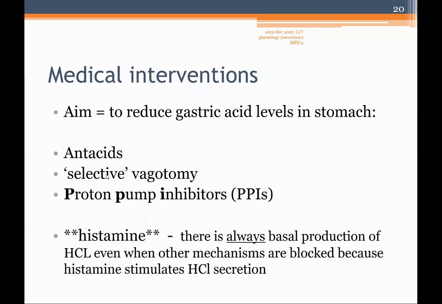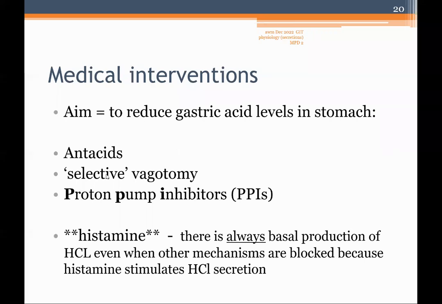But these days we've got things that are more selective, agents known as proton pump inhibitors. Proton pump inhibitors are the ones that we're using now. They're not temporary in nature like the antacids, and they don't cause other side effects, like for example the selective vagotomy. I'm not saying that they don't have their own problems. They do. Some people get greater side effects than others, but they do a better job in reducing the acidity than these other two procedures that were used before.